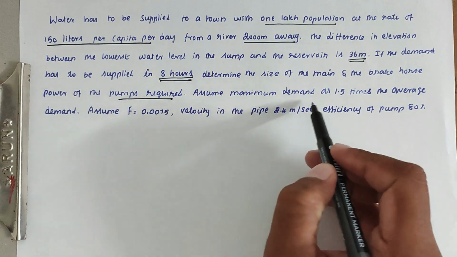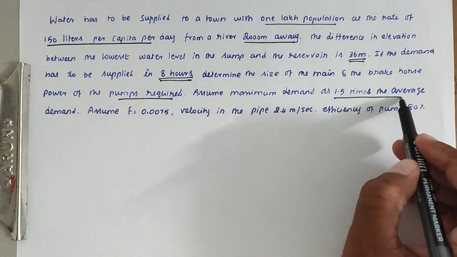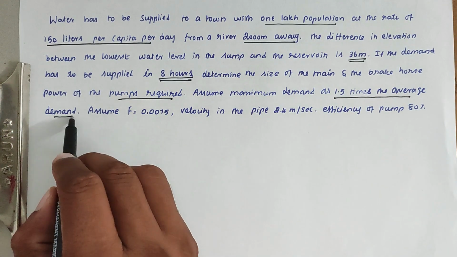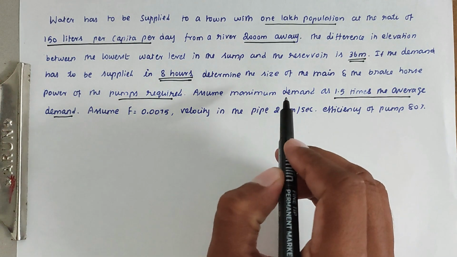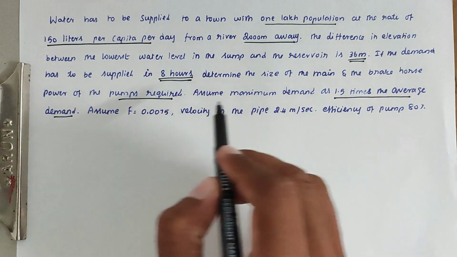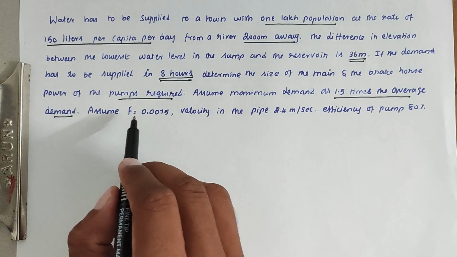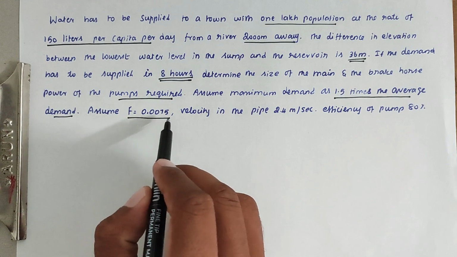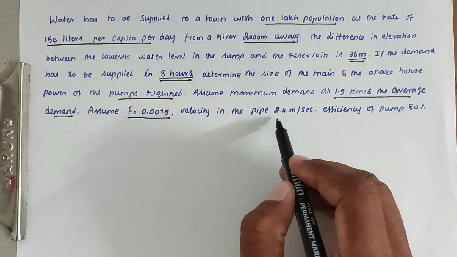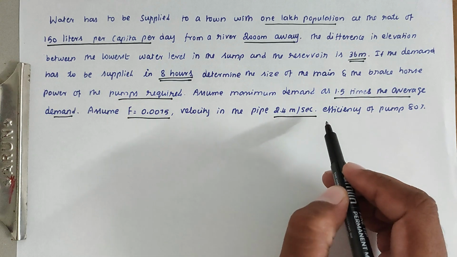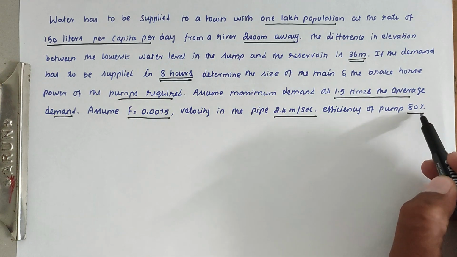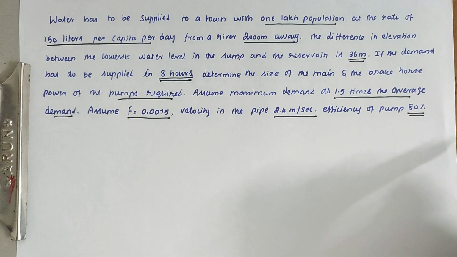Then assume the maximum demand is 1.5 times the average demand. Assume F equal to 0.075. The velocity in the pipe is 2.4 meters per second. The efficiency of the pump is 80%. So these are all the given values, and we have to find out the dimension of the conduit as well as the pump required.